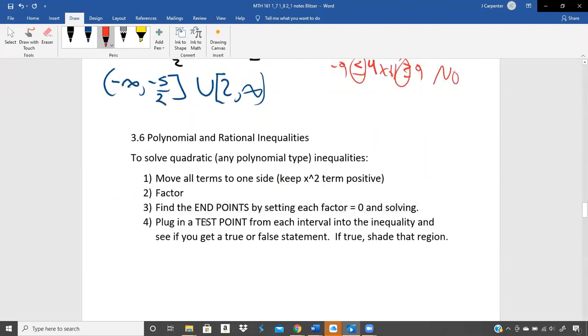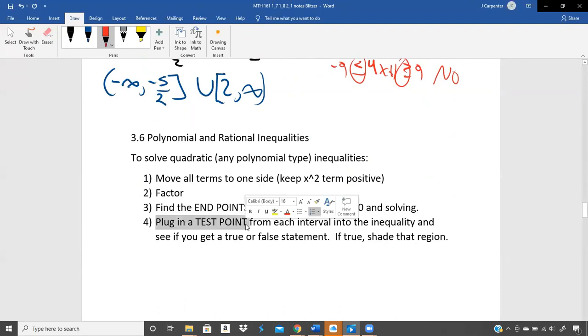The test points cannot be the endpoints. So if you find that your endpoints are 0 and 10, those can't be test points. They absolutely cannot be test points. If you make them test points, you're not going to actually conclude anything. It will either work because of the or equals, or it will fail because it doesn't have an or equals. It won't tell you anything about the windows. So you plug in a test point.